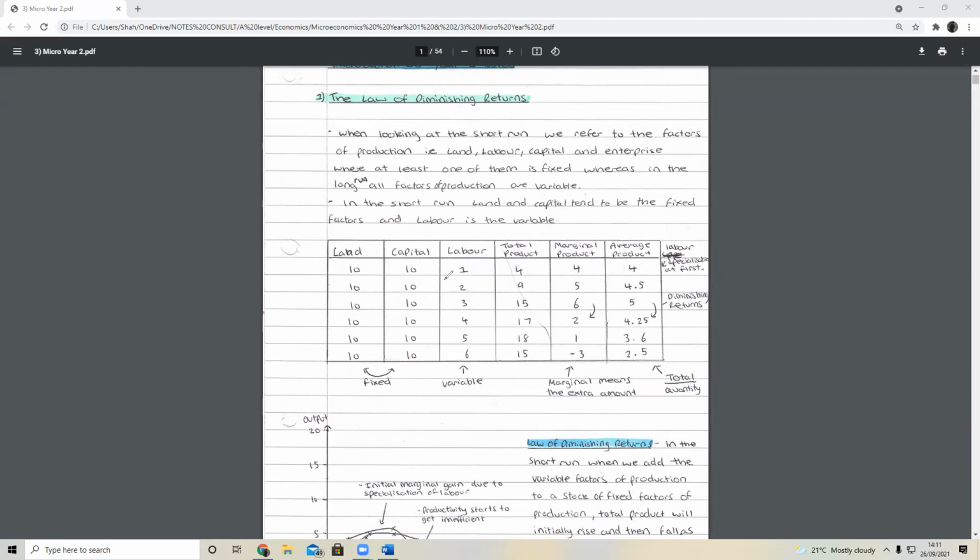And so what we'll see is that as we add more labor to a stock of fixed factors of production, the total product that a business creates starts to initially increase, but then it starts to fall. And that's called the law of diminishing returns. So we'll see this here. Right now we're at 1 labor. There's 1 guy working, and he is producing 4 units of product. Consider it as productivity. And the marginal product at this point is 4 as well.